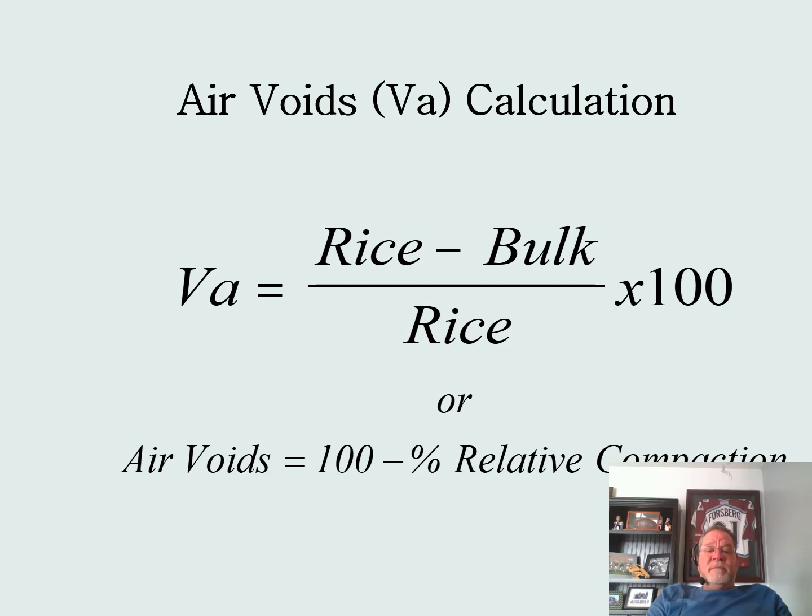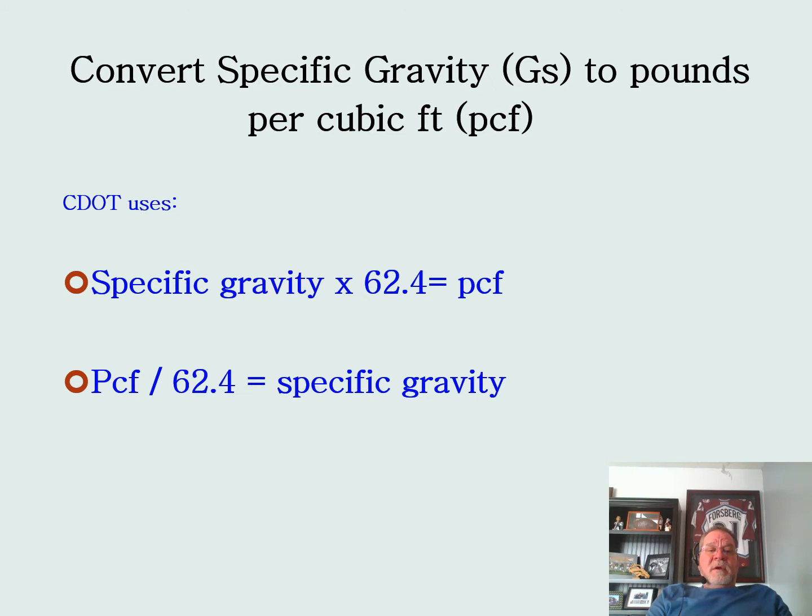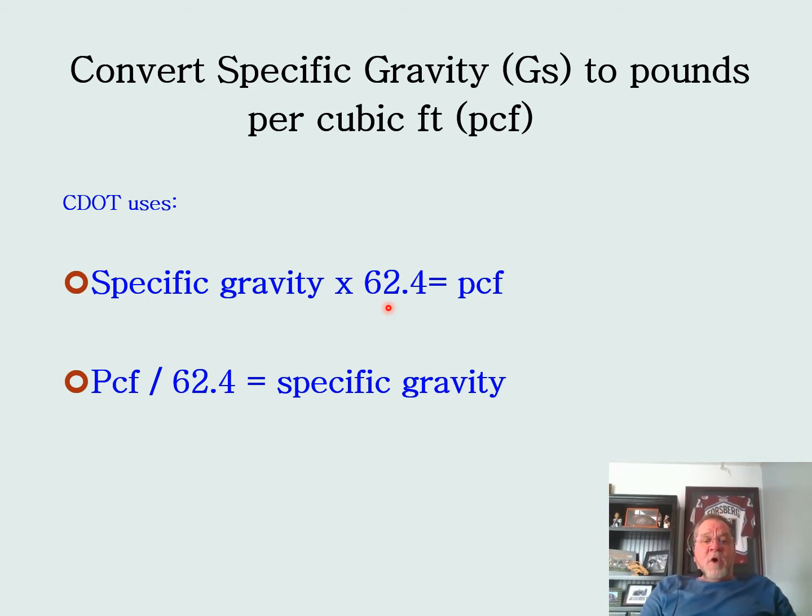To convert specific gravity to pounds per cubic foot, you use the number 62.4, which is the bulk weight of water.